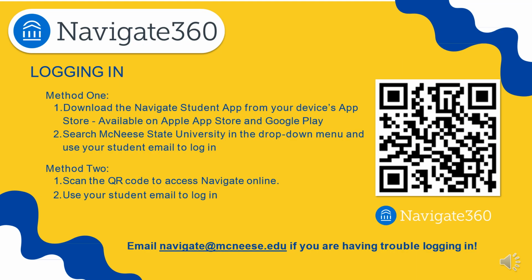To download the Navigate 360 app, you have two options. You can search for the Navigate app in your phone's App Store. Look for the blue and white building icon, and then use the drop-down menu to find McNeese University. Then you can use your student email to sign in. Or you can scan the QR code that you see here or in your advising paperwork to access the app automatically, and then sign in using your student email.